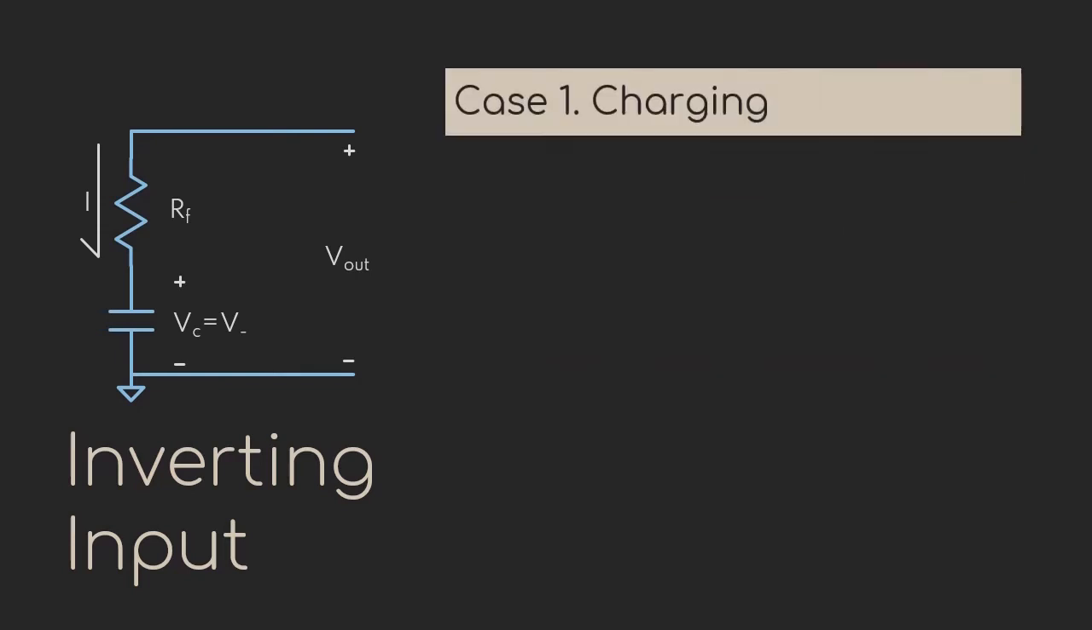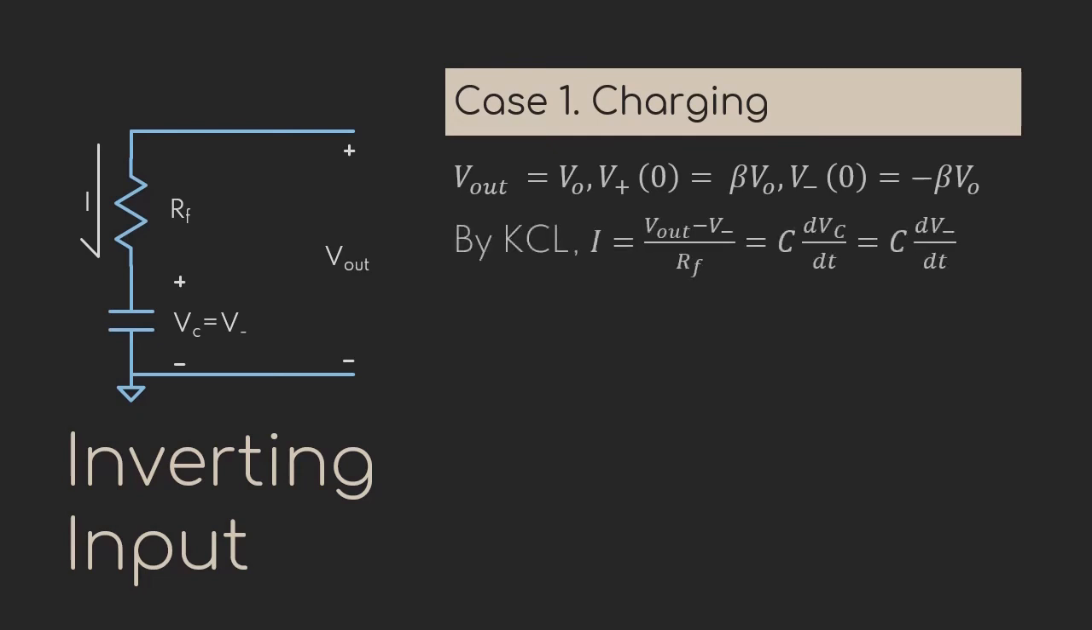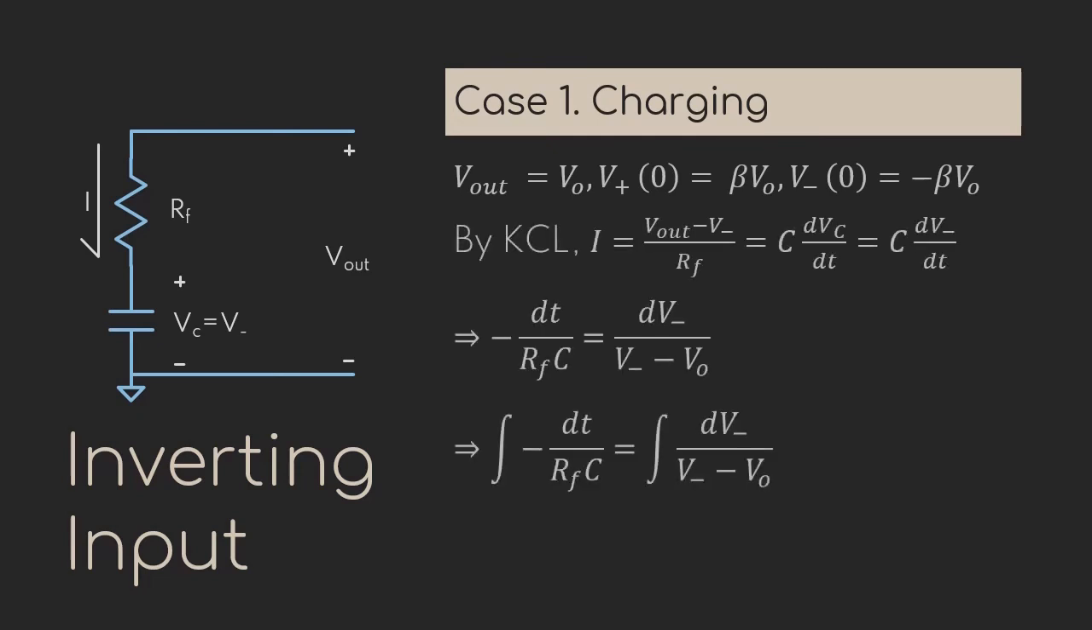Here is the derivation of voltage at the inverting input terminal when the capacitor is charging. These are what we mentioned. By Kirchhoff's current law, I equals (Vout minus V inverting) over RF, which is equal to C times dV over dt. And here Vc is represented by V inverting. So after integration, we'll get V inverting equals VO plus K e to the negative t over RFC.